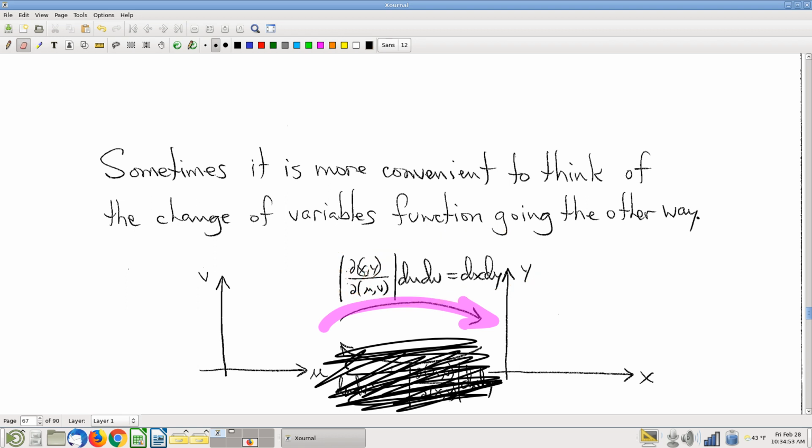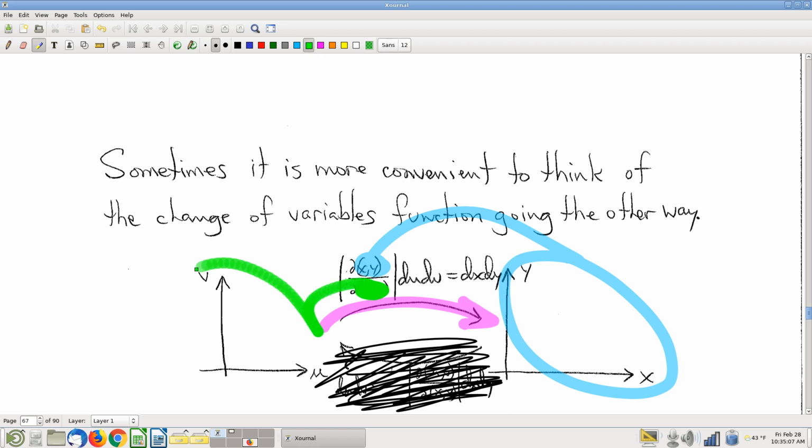Okay. Notice, importantly, that the stretching factor is the partials of the output variables with respect to the input variables. That's the rule: partials of the output variables with respect to the input variables, which is the direction this function is going. This function is going what you might call left to right. So x and y are the outputs. U and v are the inputs.